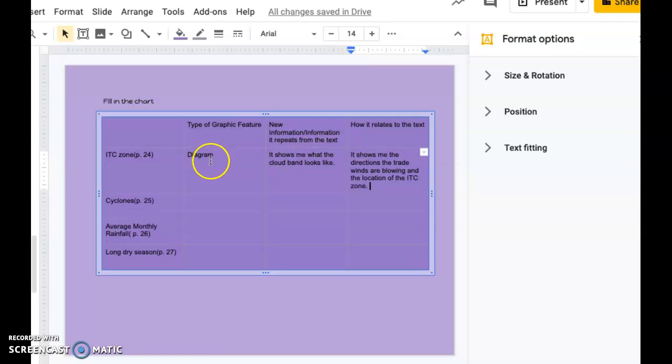Okay, so in this column here, you guys are going to fill in what type of graphic feature. Here, you're going to look super carefully at what the graphic feature tells you. And then here, you're going to either copy a sentence from the text, or you are going to put what the text said that relates to the picture in your own words. Okay? All right, let's have some fun analyzing some photos or diagrams or timelines or other graphic features.